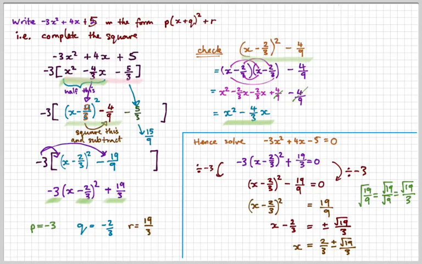So the most important parts are how to complete the square. You have to half that coefficient of x, and you have to square what's in that bracket to subtract it. So square this thing here. So these two bits are the most important parts to completing the square.